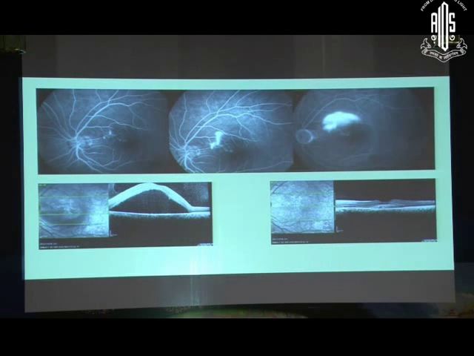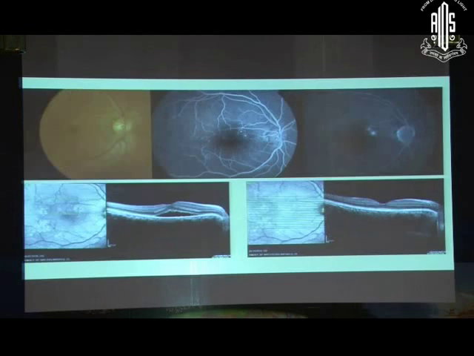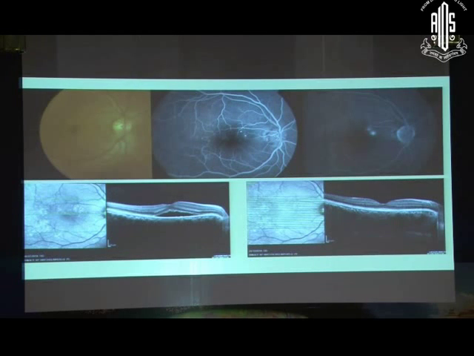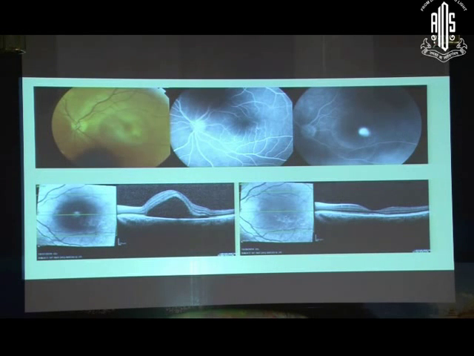This is the picture showing a smokestack appearance. The lower picture shows the pre-focal laser OCT picture, and the other OCT picture shows that after focal laser, the SRF is resolved. We can also see the choroidal thickness in the OCT picture. This is an ink blot pattern. So pre and post focal laser pictures are there on OCT.